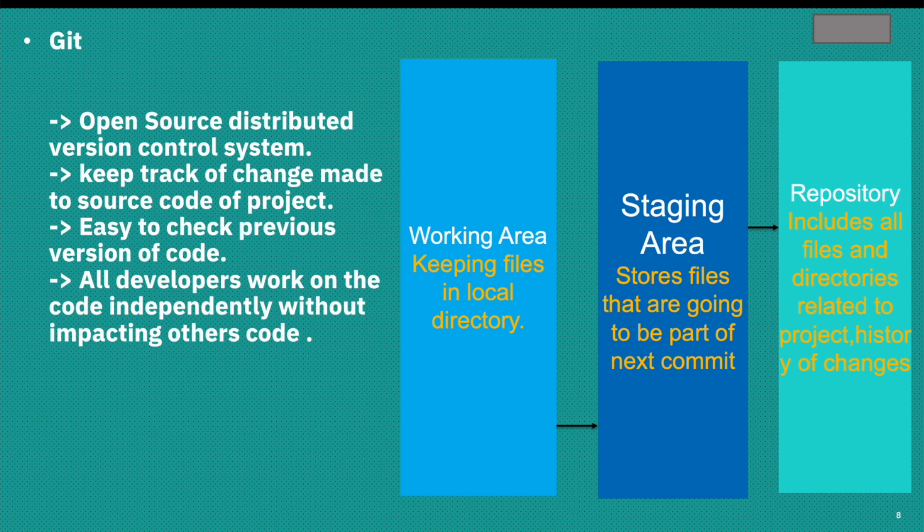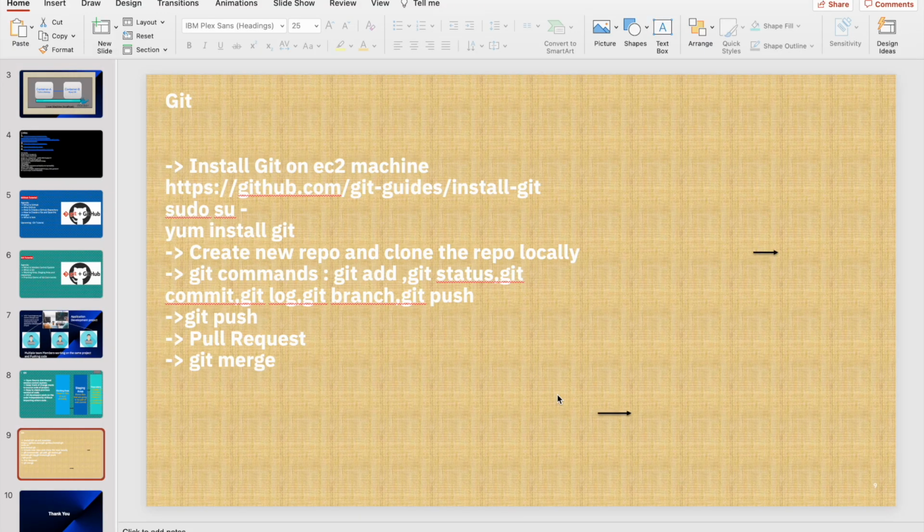Here we have two types of repositories, the local and remote repository. I will come to this later in the video. In short, we add files from the working area to the staging area, and then we commit from the staging area to the repository, as I am showing in this diagram. I hope at this point you are clear about the concept behind Git. Now we will continue with the demo part.